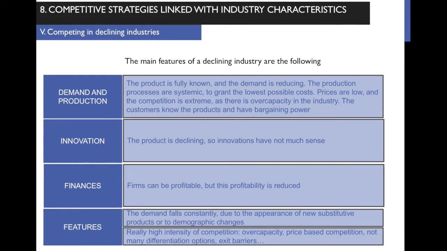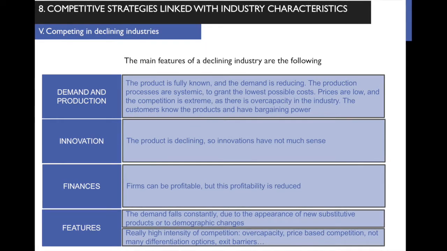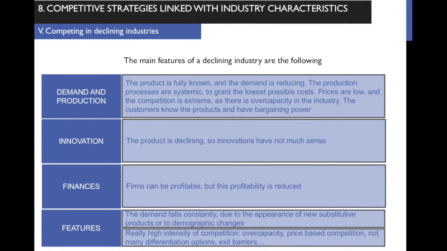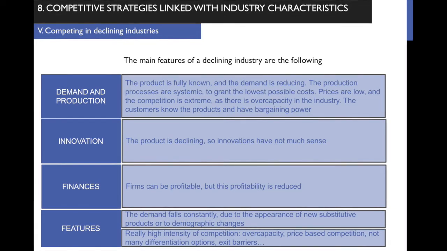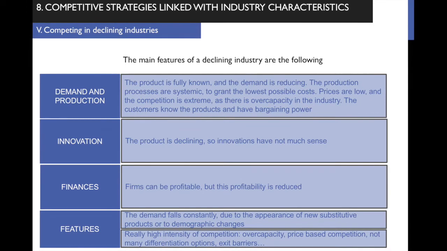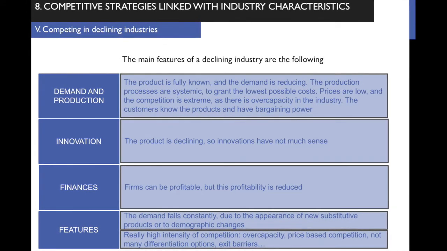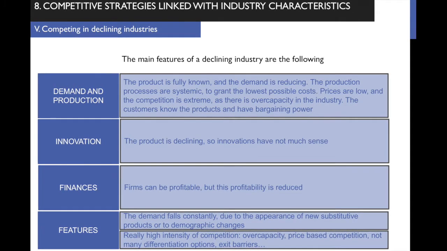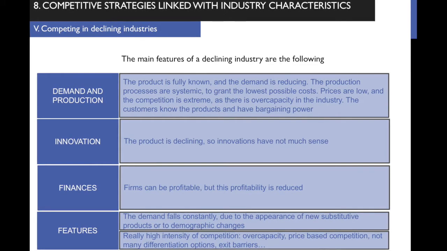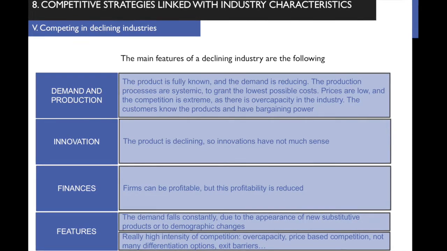Production processes are systemic, our assembly lines are continuous production, so the costs are reduced and the prices are reduced. Competition is extreme, and here normally there is overcapacity because the industry was adapted to a higher level of production. So they are still producing, and now they are producing more than what is demanded by the market. Okay? Customers have got bargaining power. Clearly, they know everything about the product, and they know that the industry has got overcapacity.